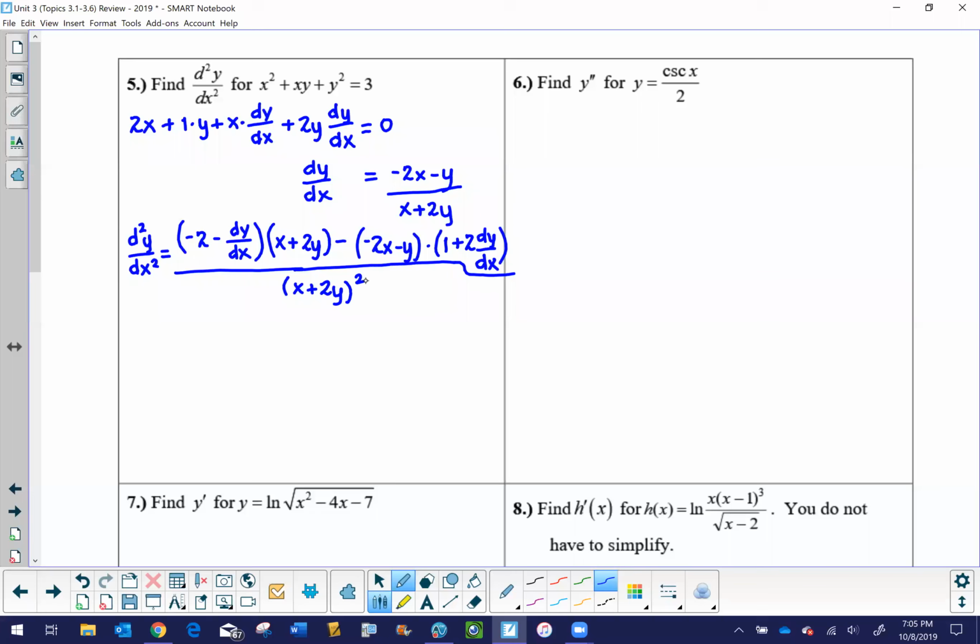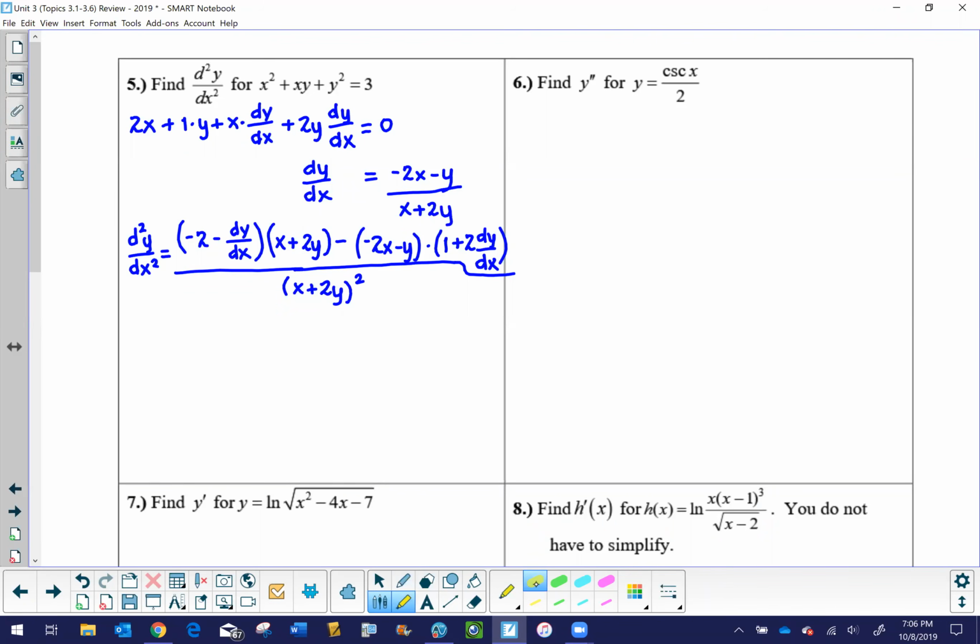Now, this honestly isn't simplified. In other words, we don't have exactly what we want here. This is pretty messy, and we've got to fix that. And the problem that's going on with this is that we can't leave dy dx in our answer. That's kind of the issue.